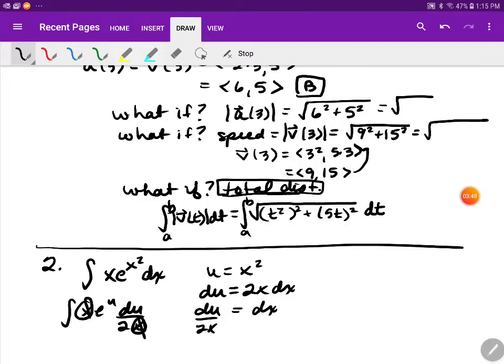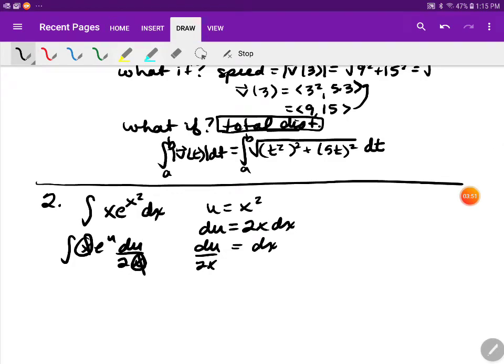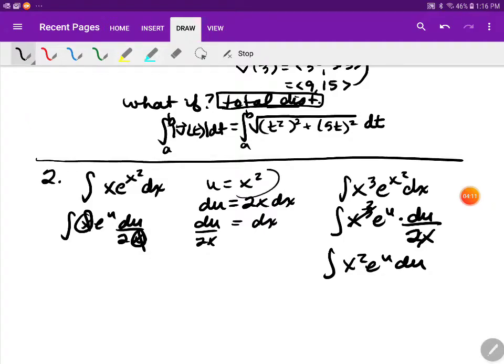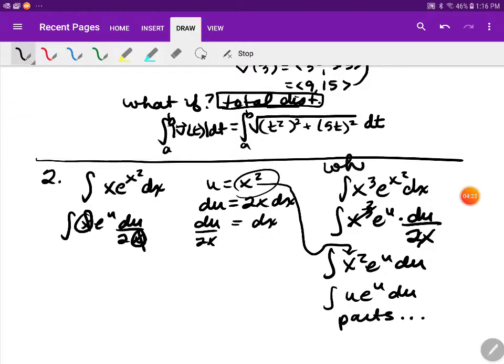The x's do cancel. If I had any x's left, say you had x to the third e to the x squared, I would still do the same thing, e to the u du over 2x. Okay, then these would cancel, and I would get x squared e to the u du, and I'd kind of be sad because I can't do it separately, but then I could back substitute, because this would be u e to the u du, and then maybe I could use parts. Okay, so this is a what if. This isn't a real question.